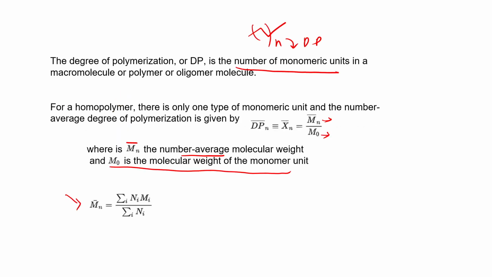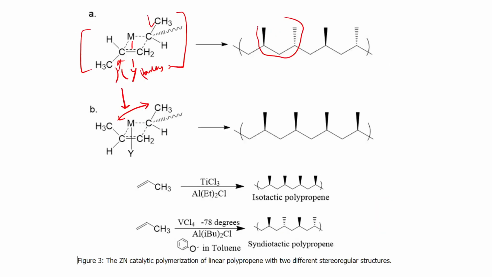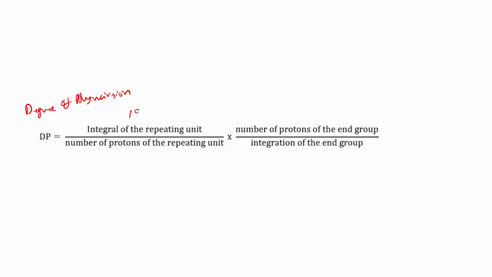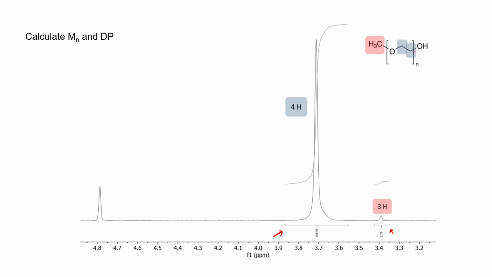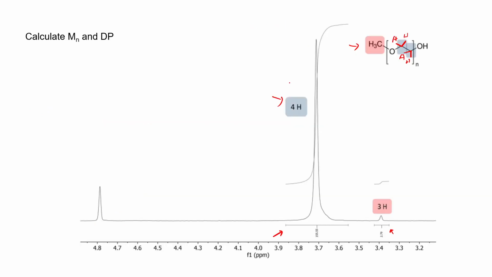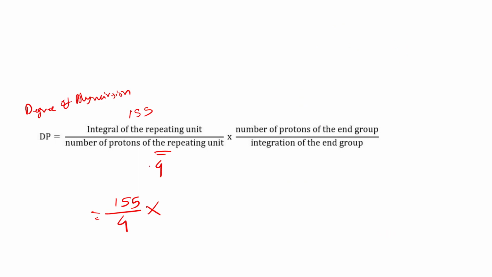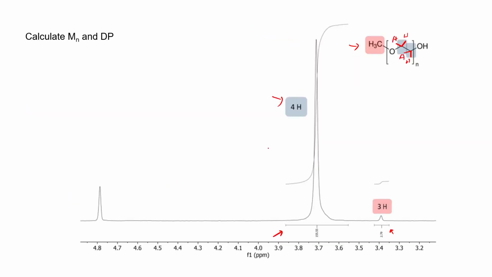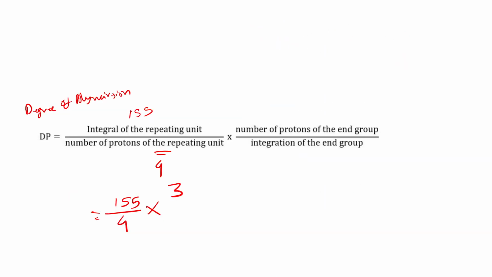Here it was around 155. So it is 155, right? Now the number of protons of your repeating unit. The number of protons of your repeating unit is obviously 4, because two hydrogens are there and two hydrogens are there. So these are your repeating units, and this is your terminal unit. So how many protons in the repeating unit? 4. So here we can put 4, right? So that means 155 by 4, over the number of protons of your N group. The N group we have just one, it is just methyl, so it would be 3. And the integration of the N group, how much have we taken? 2.79, almost 3, so 3 by 3.